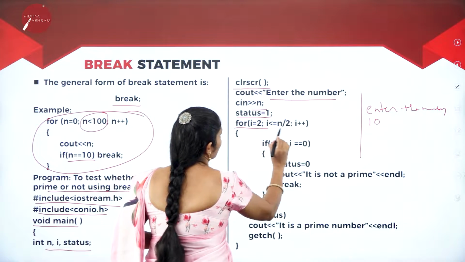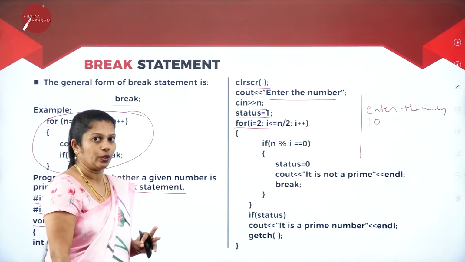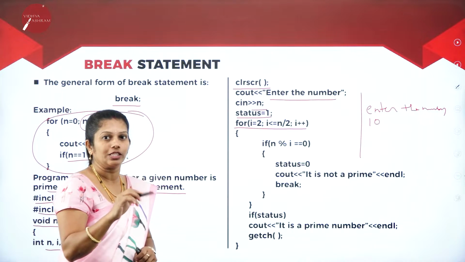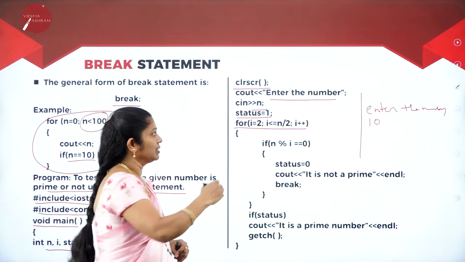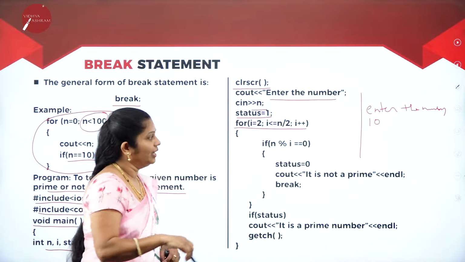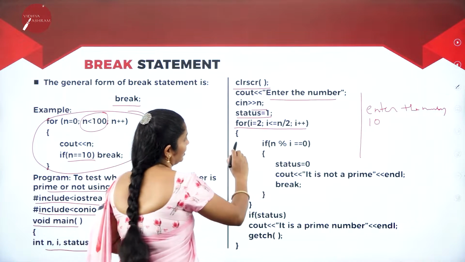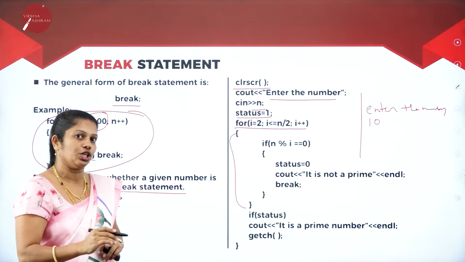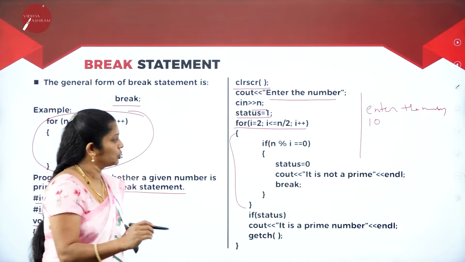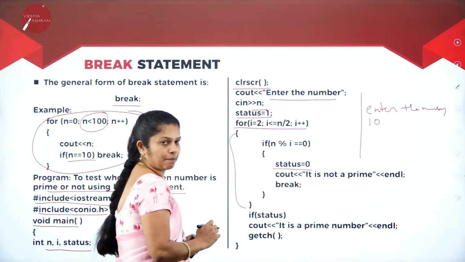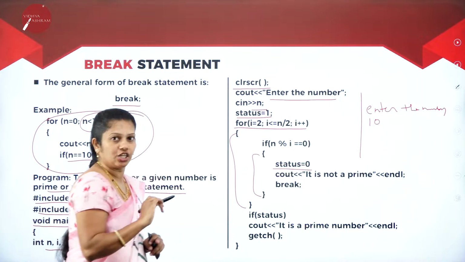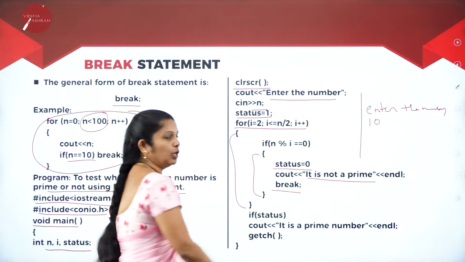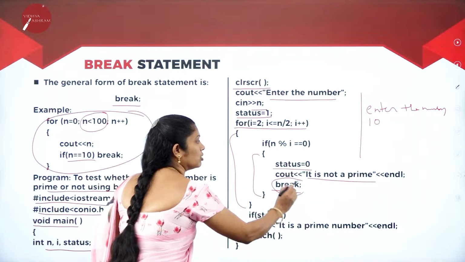Then, for loop, we are starting with i equals 2. It means that the initial value here will be 2. Then i is less than or equal to n divided by 2, that means whatever number I give, it will take half of that. Then i plus plus. Then inside the for loop, we have if n % i is equal to 0. It means that if the remainder is equal to 0, then the status becomes 0. On that condition, it is not a prime number, it has to display that, then it has to come out of the loop. For that sake, we are using the break concept.